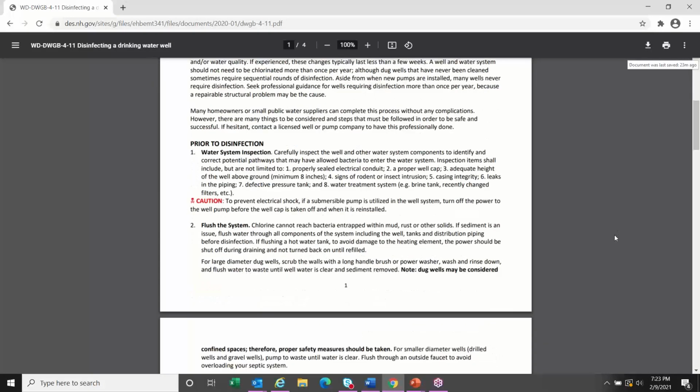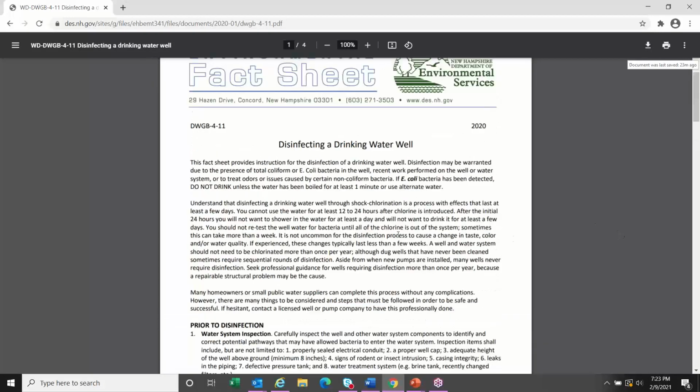So you can usually find what you're looking for. Chances are you can find a fact sheet on whatever topic you're looking for as it relates to your well or water quality.